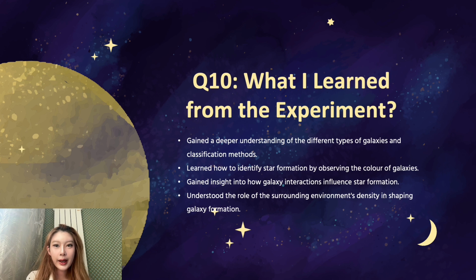With these experiments, I have gained a deeper understanding of the different types of galaxies and the methods used to classify them. I also learned how to identify star formation by observing the color of galaxies. Moreover, I have gained insight into how galaxy interactions can influence star formation and how the density of the surrounding environment plays a role in shaping galaxy formation.